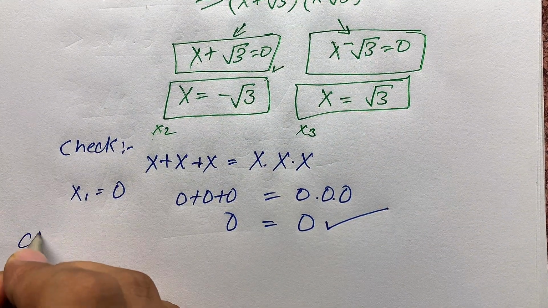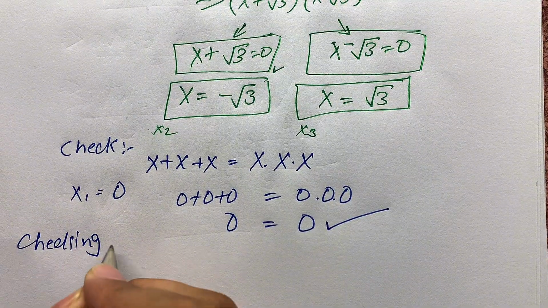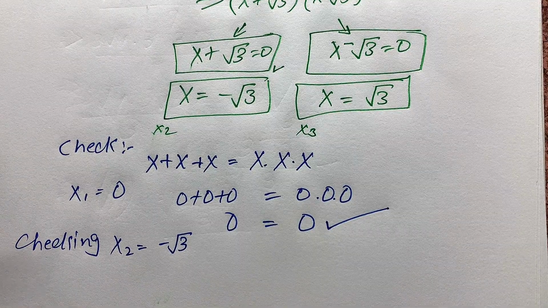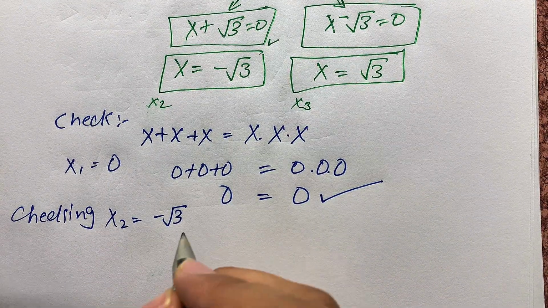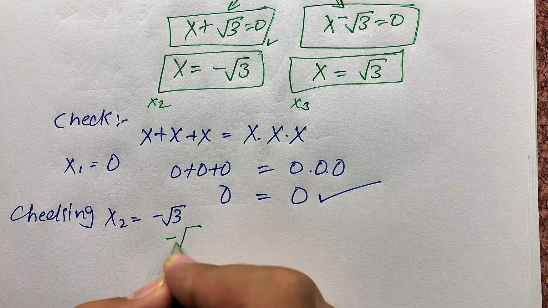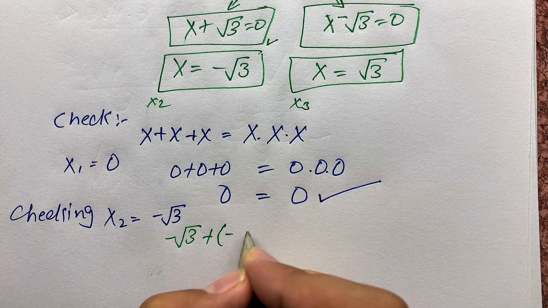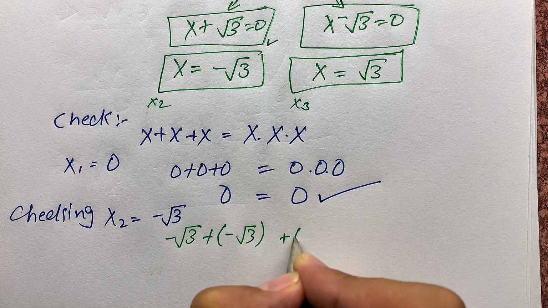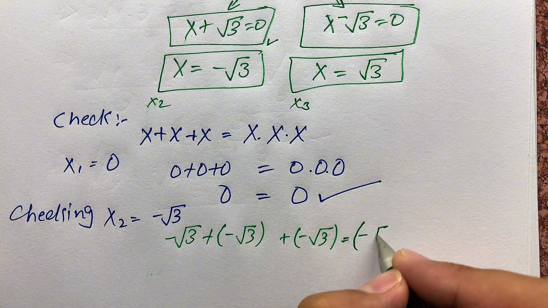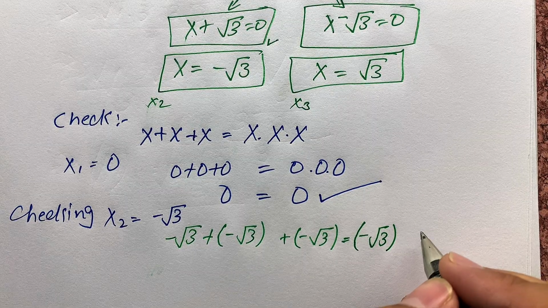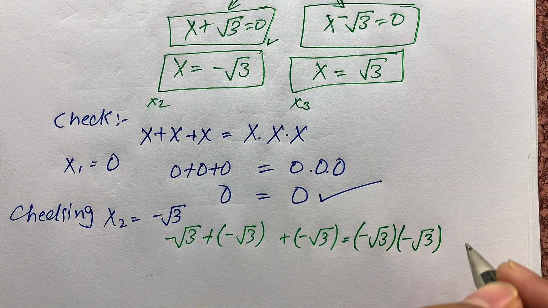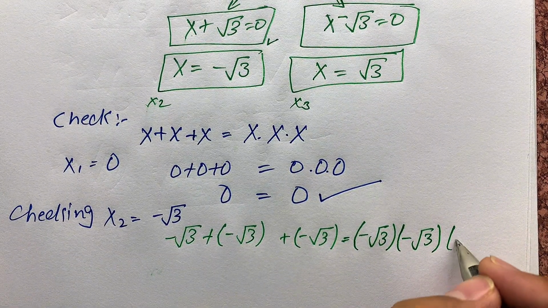Now we are checking x2 is equal to minus under root 3. So this will be minus under root 3 plus minus under root 3 plus minus under root 3 is equal to minus under root 3 into minus under root 3 into minus under root 3.